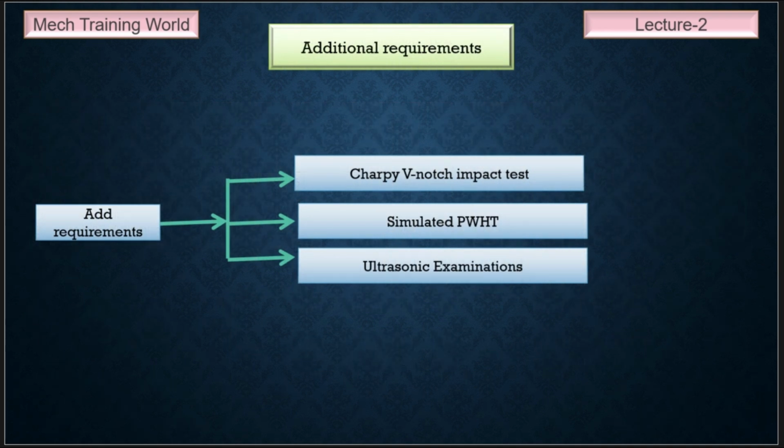And next one is additional requirements. If you want a Charpy V-notch impact test for your material, or post-weld heat treatment, or any examinations for your plate or whatever material you ordered, you will need to invest more money, guys, because the vendor needs to do these tests and will give you a certificate. So that is all about the material information available for Part A, guys.